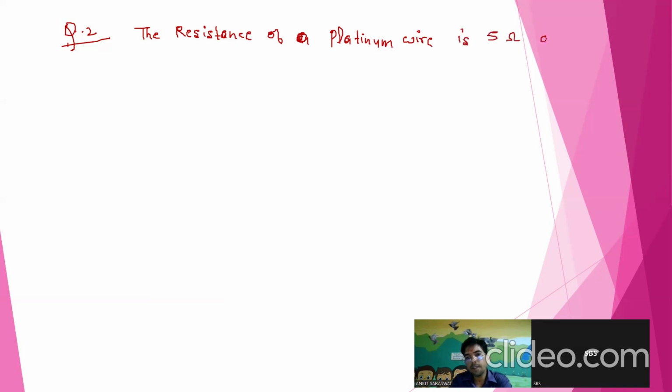Question 2. The resistance of a platinum wire is 5 ohm at ice point and 5.5 ohm at steam point.